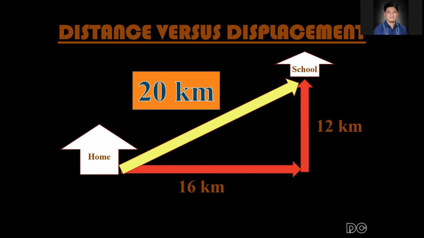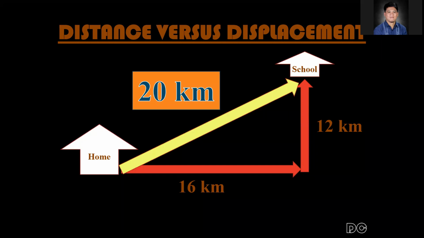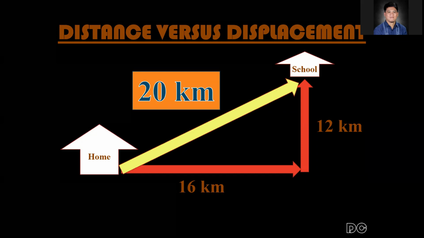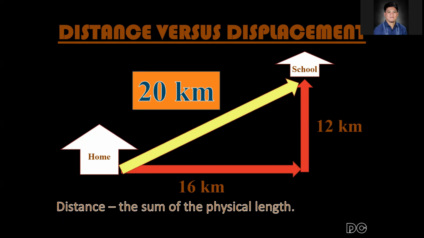Okay, so when we say distance or the total distance, since it is an example of a scalar quantity, therefore it has no direction. When we say distance, it is the combination or the sum of the physical length, or the sum of the distance that you have traveled from your home to your school.